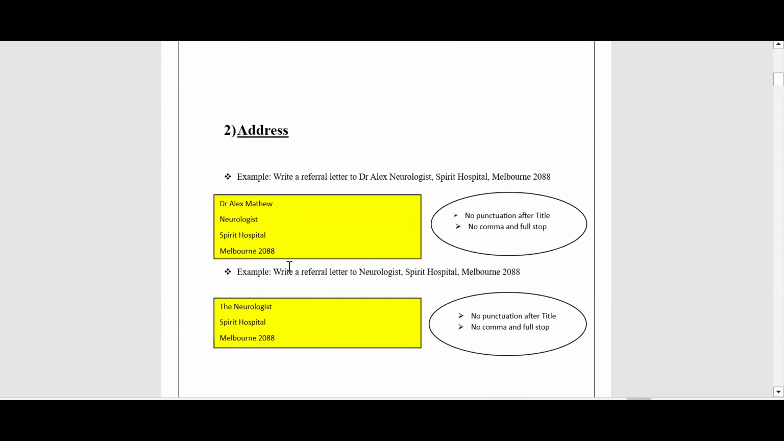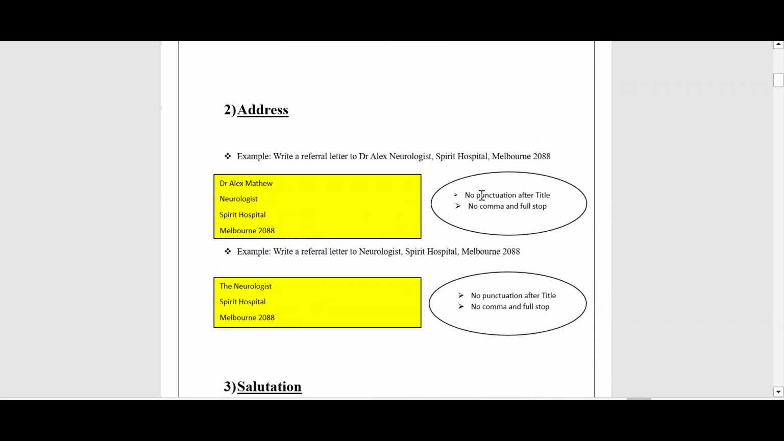We have gone through it, right? You should not write any punctuation in the address, and you should mention the name of the person with the title, and their designation. If no name, only designation is written, then you should write "the" in front of the designation. If a digit number is there, it should not be left alone like this. Instead of that, you should write it together.